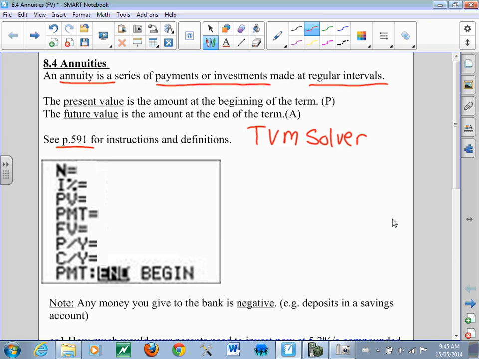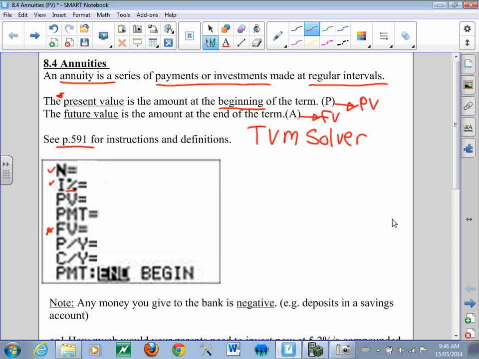But before we get into doing this, I want you to notice that we recognize N. We know what I is, but we're going to use it as a percent. This is different: PV. Well, PV is what we call present value. Present value is the amount at the beginning, so P becomes PV. FV, that's a new term. That's future value. It's the amount at the end of the term. So that becomes your FV.